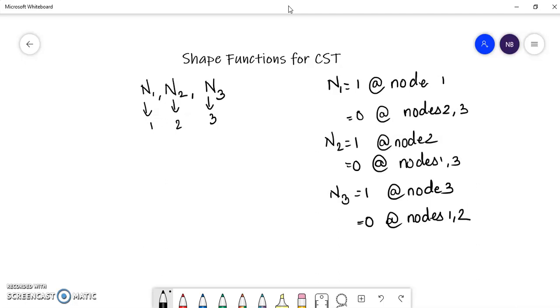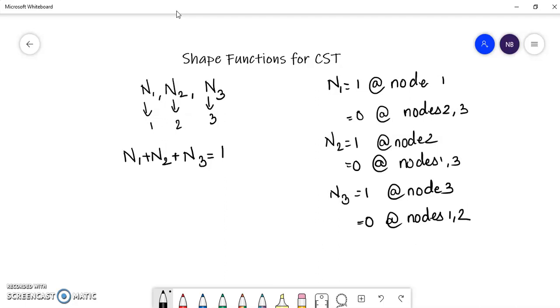Any linear combination of the shape functions represents a plane surface. The sum of n1, n2, n3 represents a plane at a height of 1 at nodes 1, 2 and 3, which is parallel to the triangle 1, 2, 3. Okay, so the sum of these three shape functions, that is n1 plus n2 plus n3, has to be 1. n1, n2, n3 are not linearly independent.